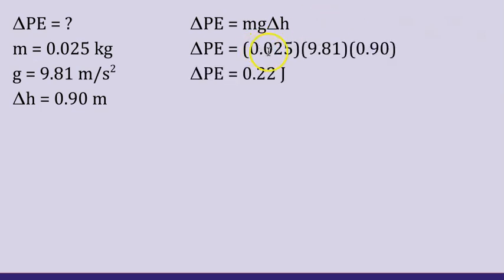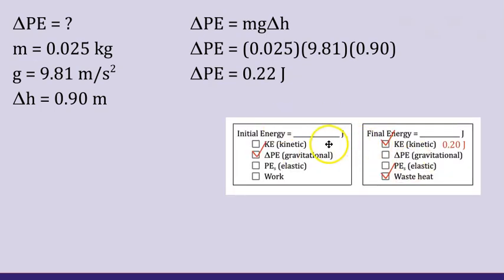When I go ahead and plug this into the formula, I multiply them all together and I get 0.22 joules. Now that's not my answer, but it's going to help me get my answer because I'm going to put that into this chart. My initial energy is 0.22 joules because that is the amount of gravitational potential energy that I just calculated. The point of this chart is that initial and final energies are always the same. So 0.22 joules for the final energy as well.